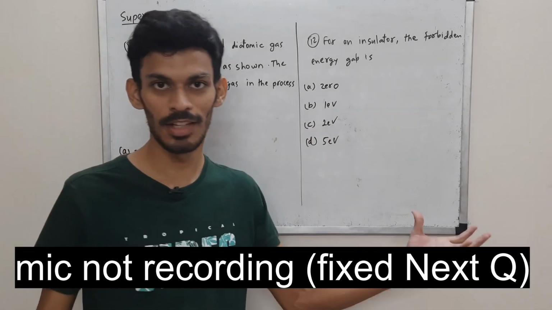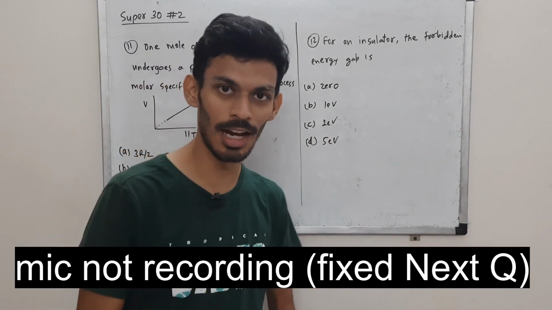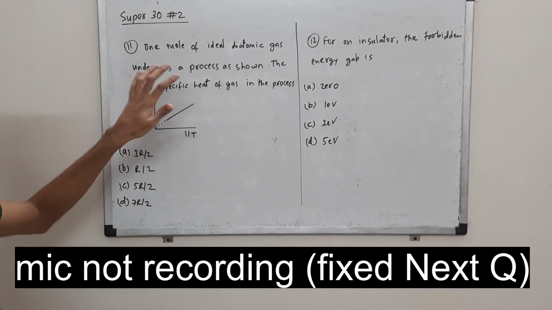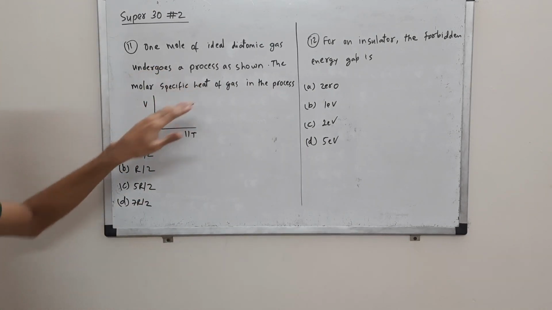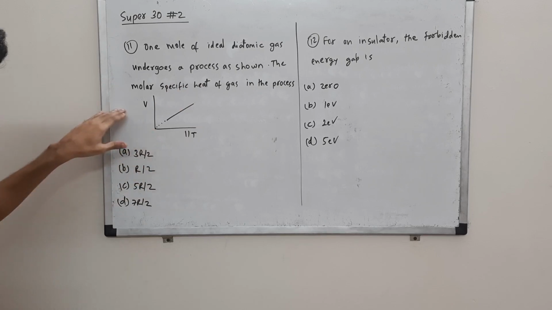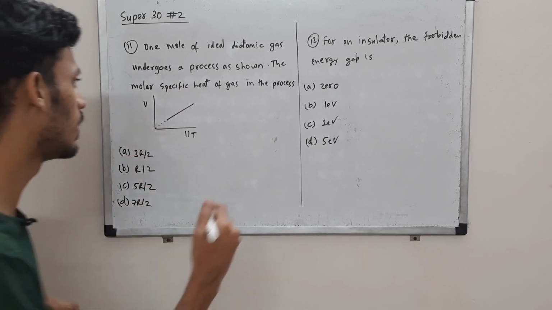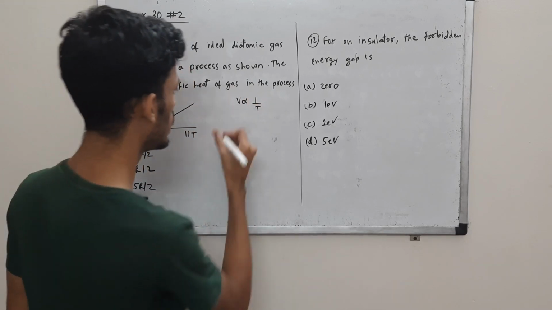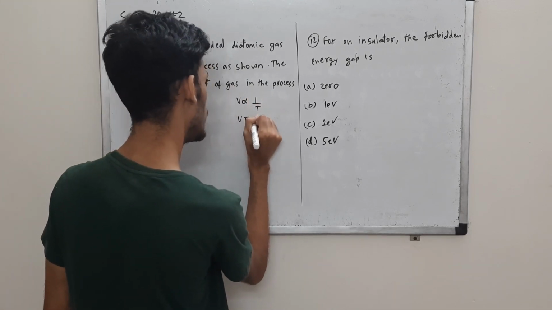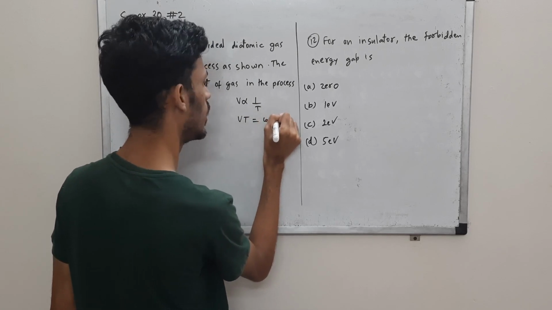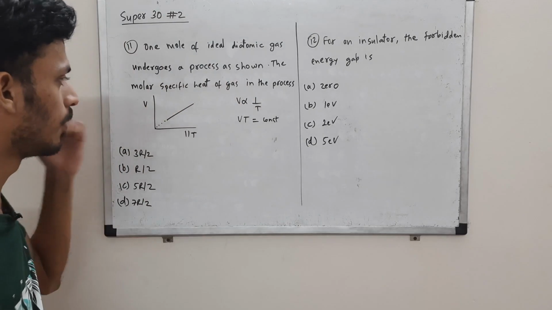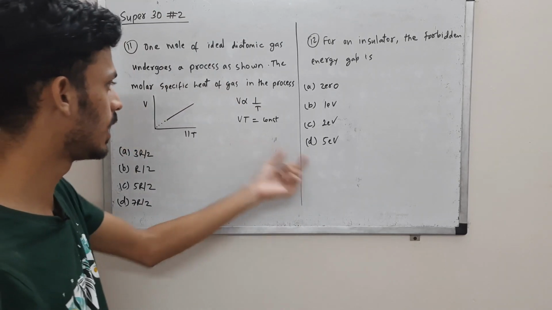Now time for question 11 and 12. So we are one-third done with our video. Let's continue. So here we have one mole of ideal diatomic gas undergoing this process. From this you can see V is directly proportional to 1 by T, or you can say V times T will be constant. V is equal to K by T, and you can bring T to the other side. So VT is constant.